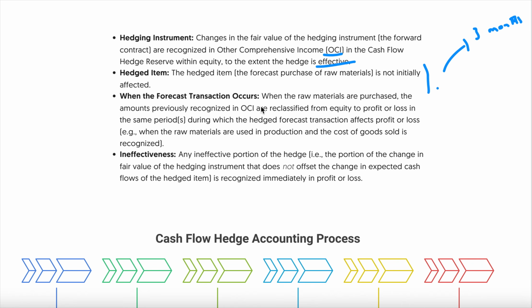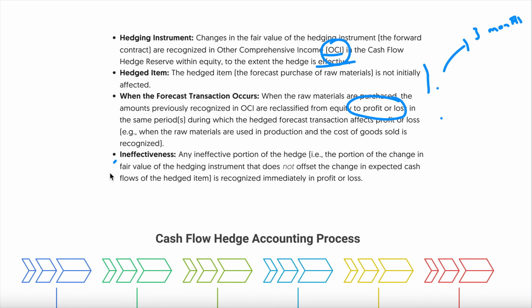Now, when the forecast transaction occurs, when the raw materials are purchased, the amounts previously recognized in OCI are reclassified from equity to P&L in the same period during which the hedged forecast transaction affects the P&L, when the raw materials are used in production and the cost of goods sold, because then the unrealized becomes realized.